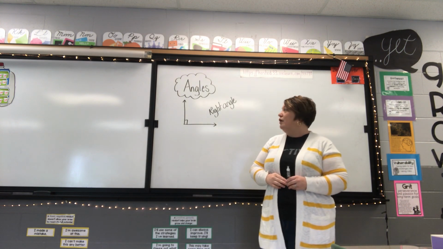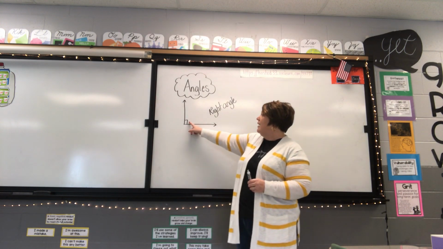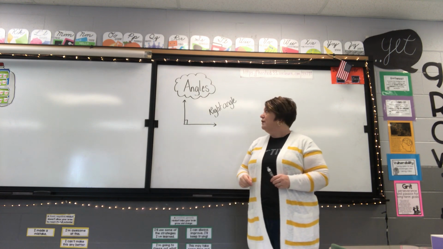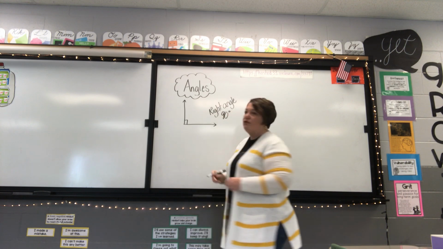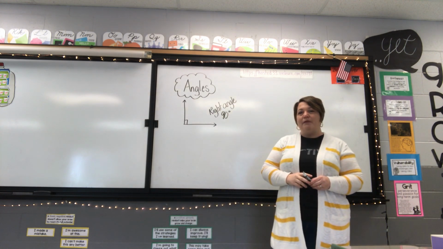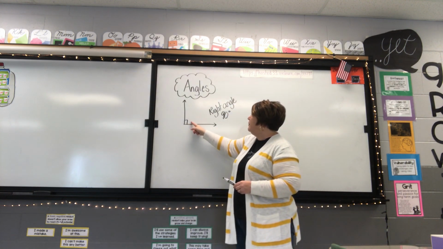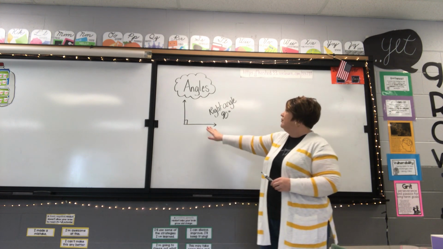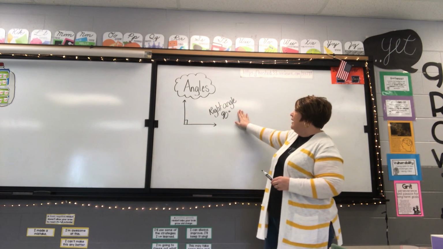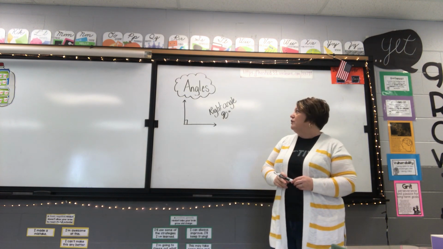Now this is called a right angle because it makes a square corner and it measures 90 degrees. And when I talk about measuring, I'm talking about the space that's in between your two rays that make up your angle. So the right angle is the first angle that I want to talk about.